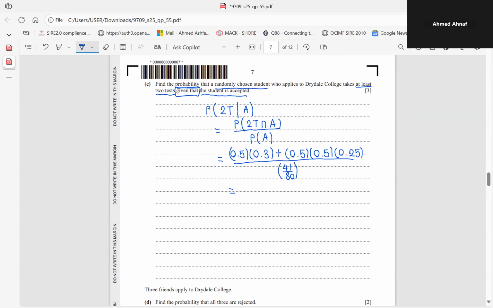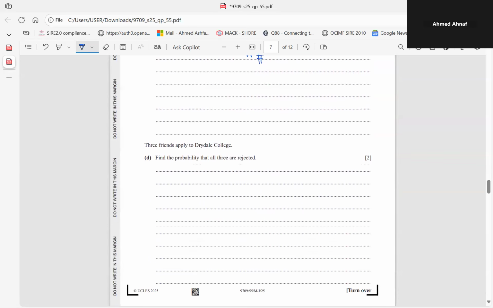Followed by 41 over 80, you'll get 17 over 41. So this is our final answer for this part. Let's head on to the last part.